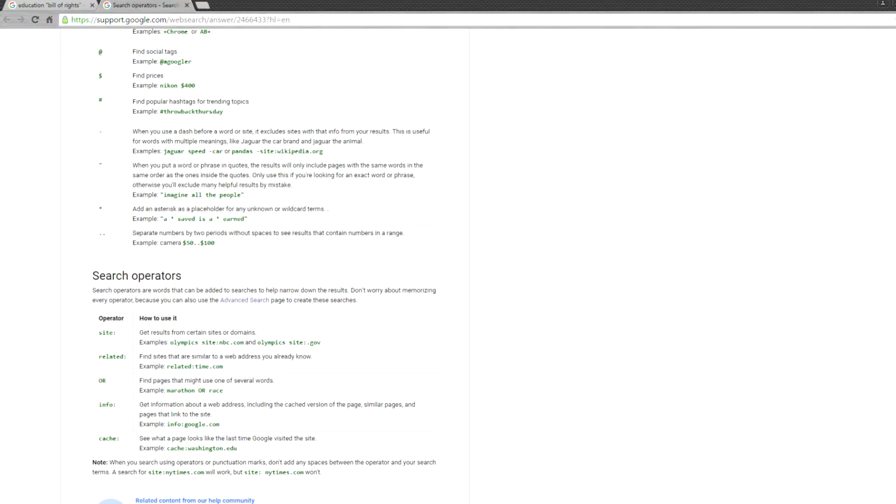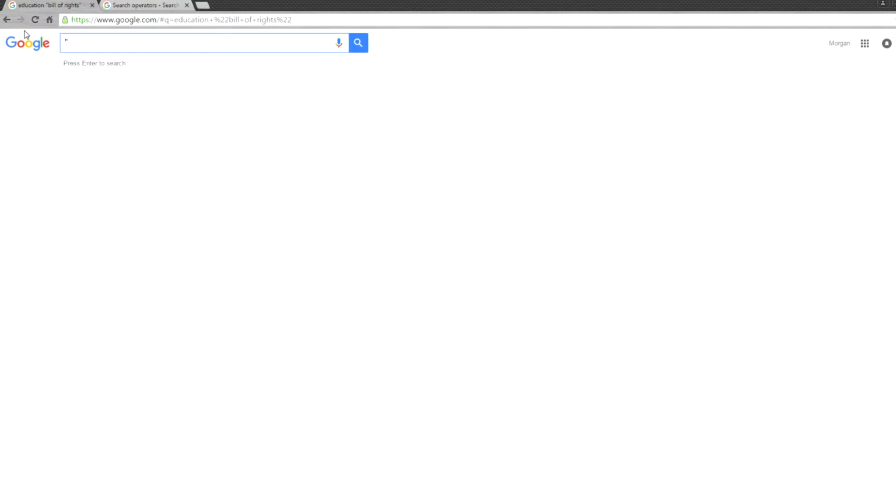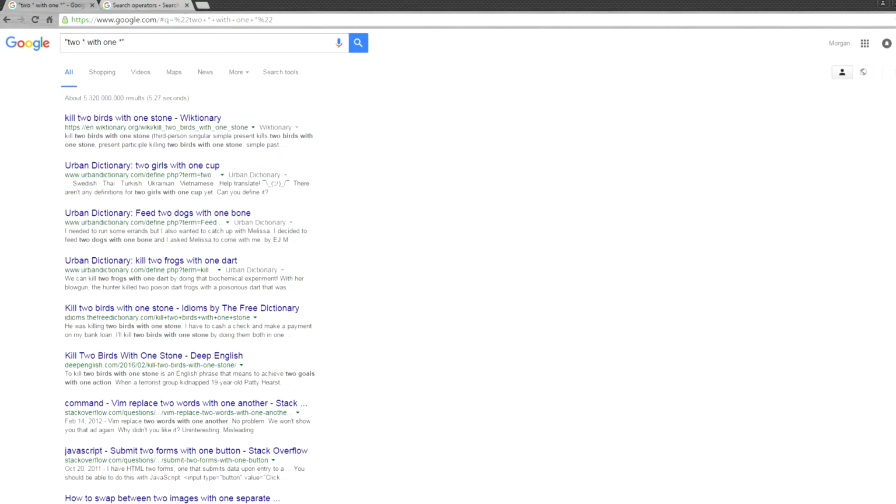Also, an asterisk is an interesting way to figure out something that maybe you forgot a word about. Like we can look for the phrase two birds with one stone. We can replace the birds with an asterisk, and I'm sure it will find it. Let's try putting asterisks in both where the birds go and where stone goes. Let's see what Google finds with this one, because it has to fill in these two spots with a word that it's going to try to predict.